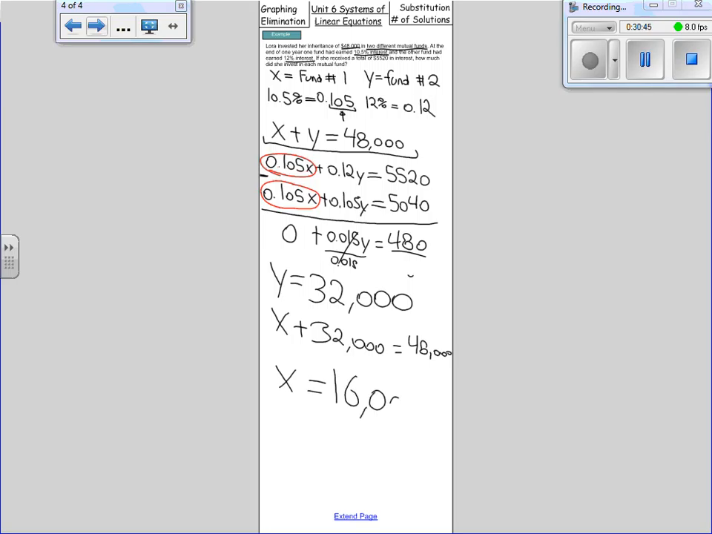That is a high-end, difficult question. If you can do those questions, you can do anything in this unit. Any questions?